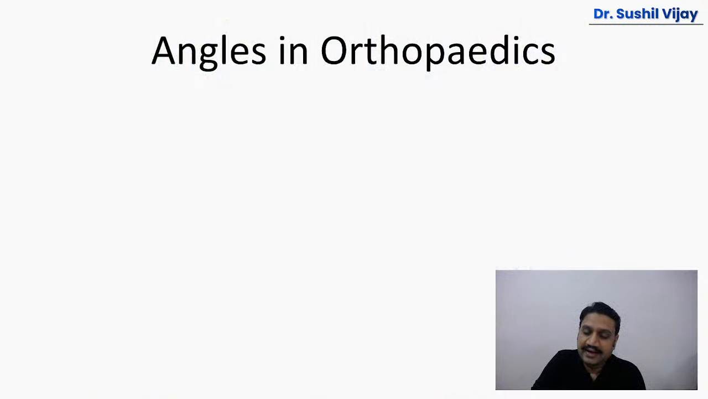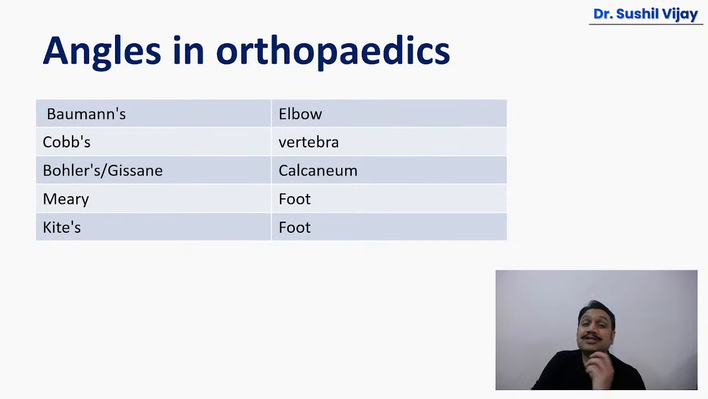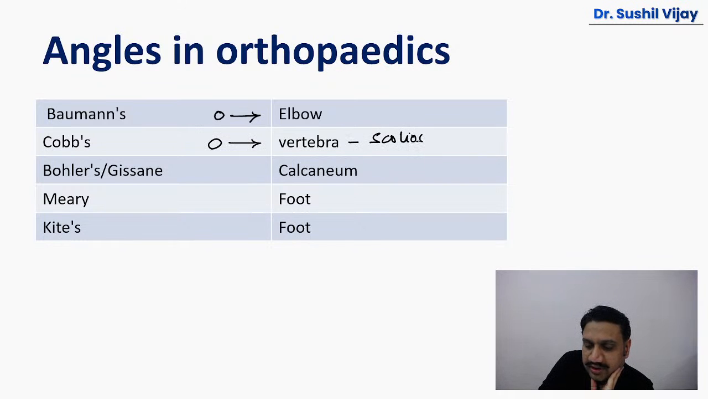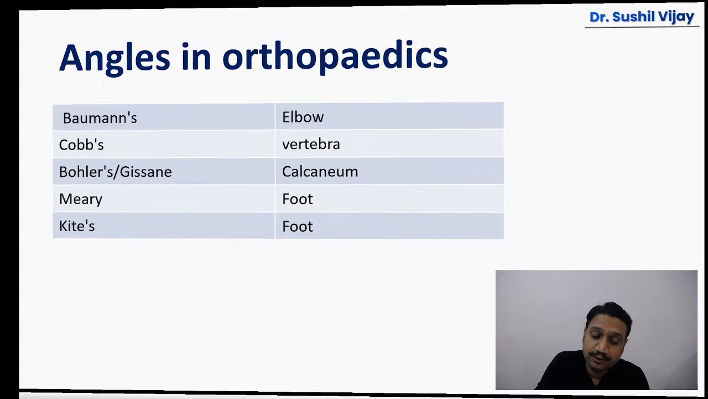All right, named angles in orthopedics. So these are different angles which are seen at different locations. Please remember them. Bohler's at elbow, Cobb's at spine in the cases of scoliosis. Okay, Bohler's and Gissane at calcaneum, Mare and Kite's. Basically, these are seen in CTEV. Okay, so CTEV, these are the angles. Please remember the names.